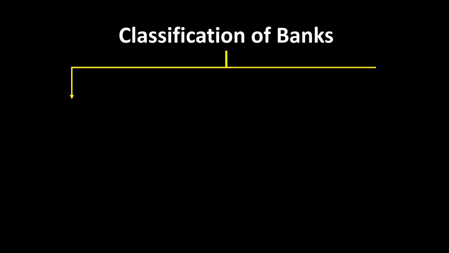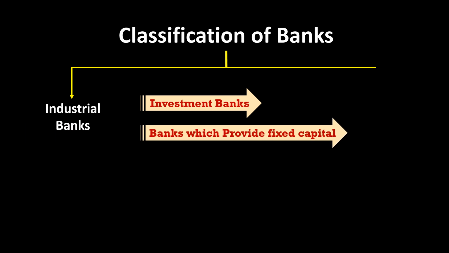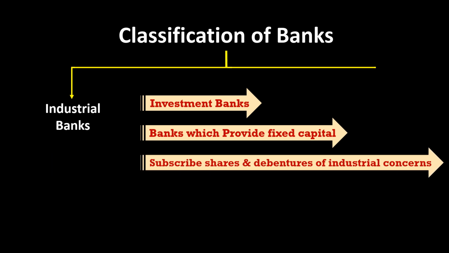Now, coming to the industrial banks, they are also called investment banks. Industrial banks provide fixed capital or long term and medium term finance to the industries. They are called industrial banks because they finance industries, and they are called investment banks because they invest their funds in subscribing to the shares and debentures of industrial concerns. That is the peculiarity of industrial banks.